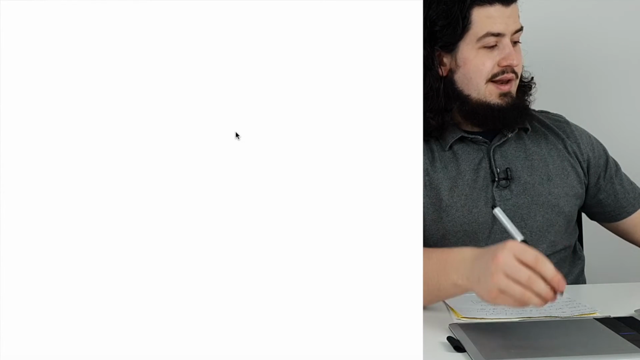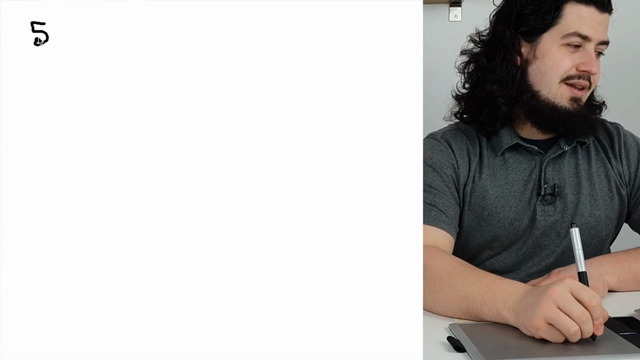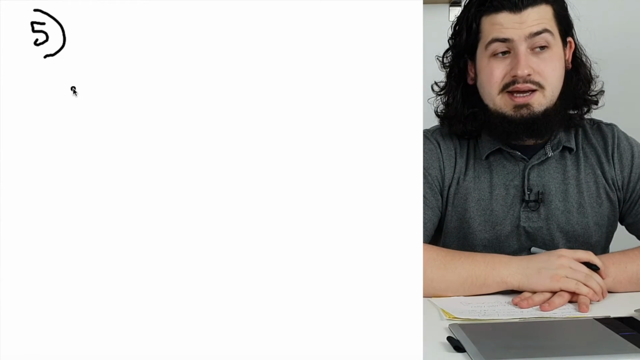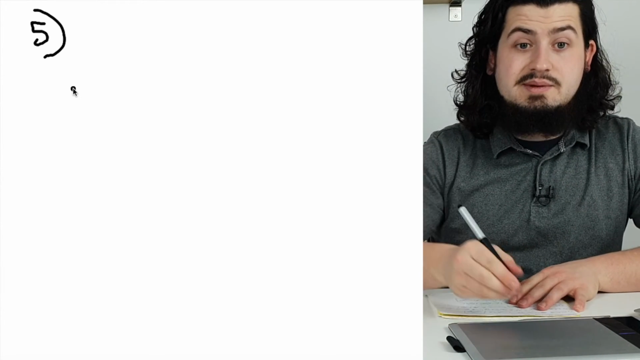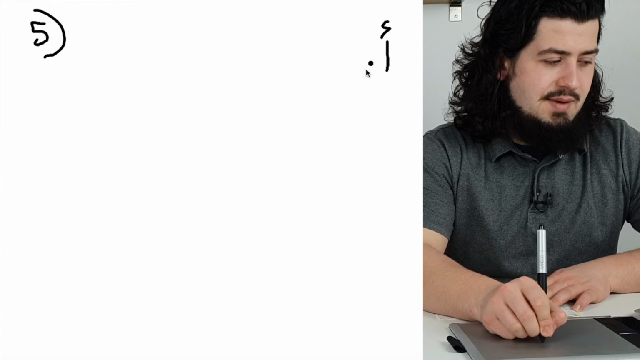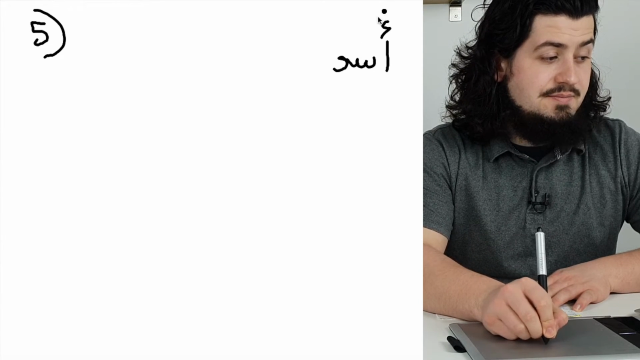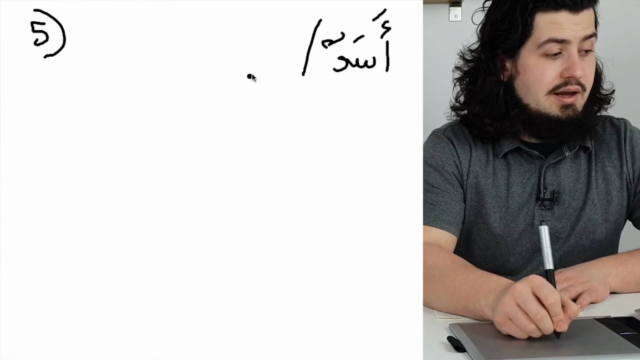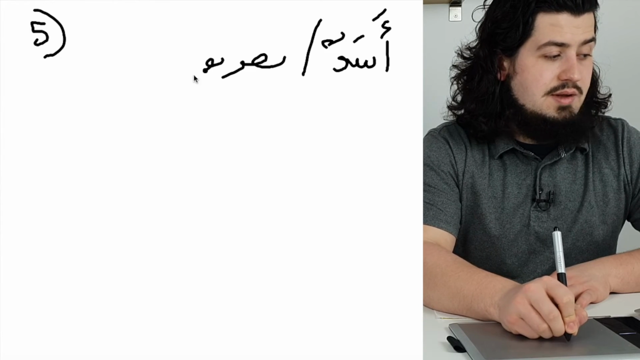The last correction is that a lot of the time when students learn the animals in Arabic and are trying to make animals feminine, they assume that it's the same as humans. Let me give you some examples of animals. Let's have asad. Asadun means a lion. Let's have batriq. Batriqun means a penguin.